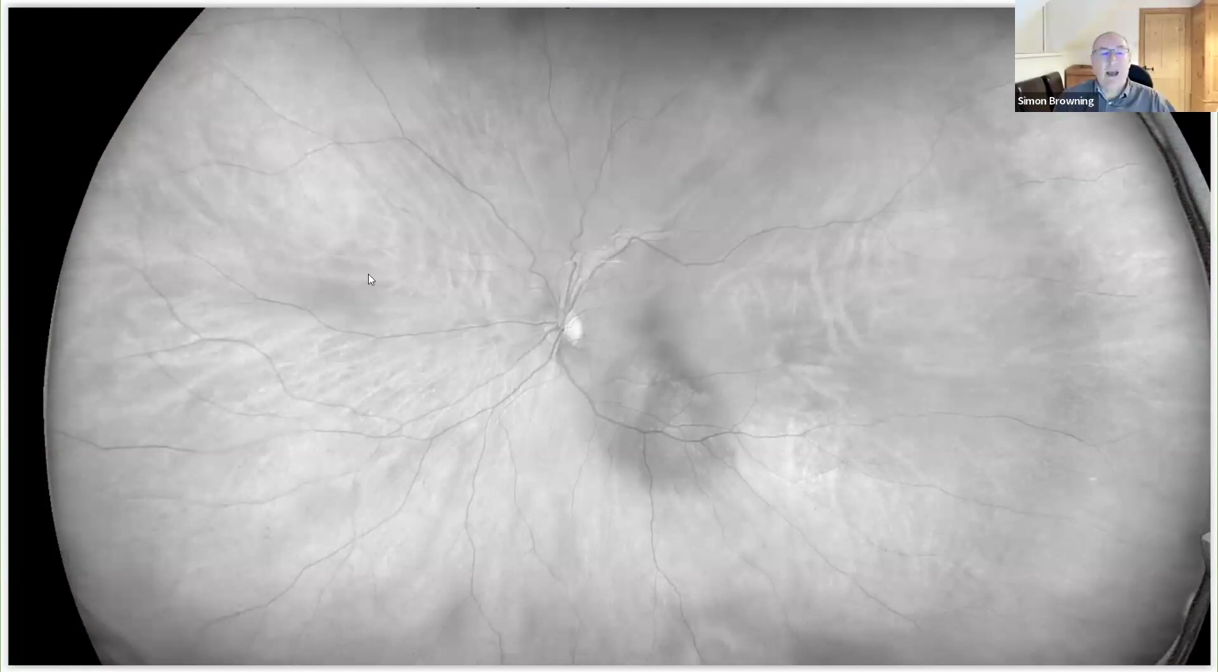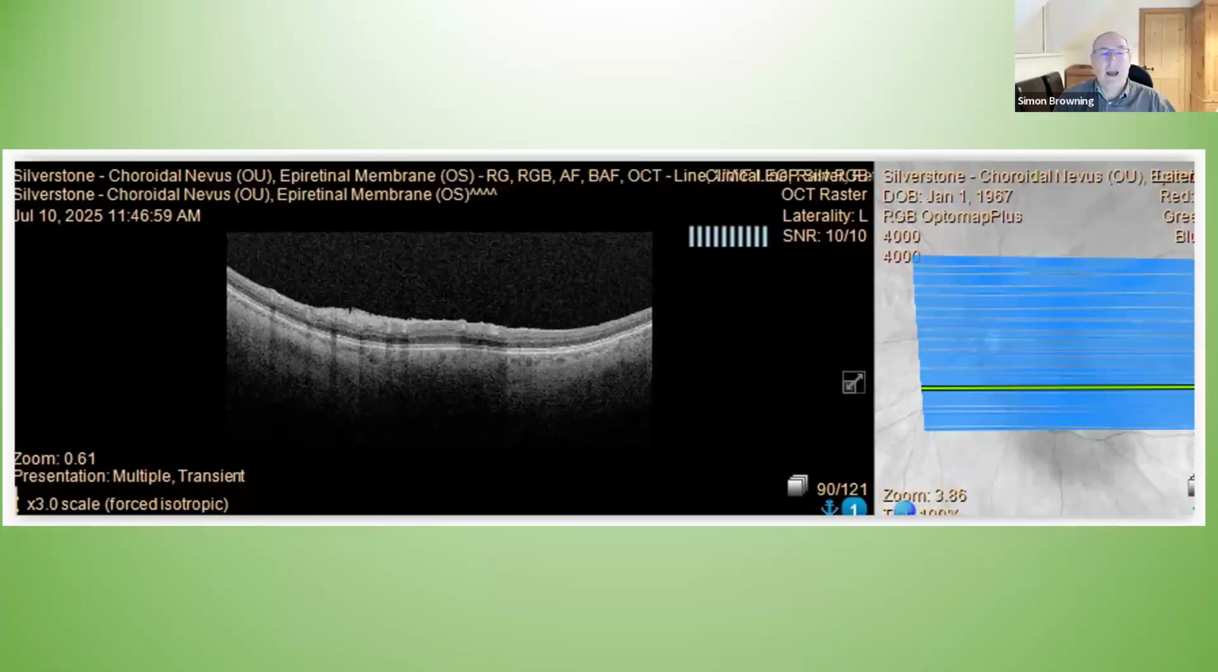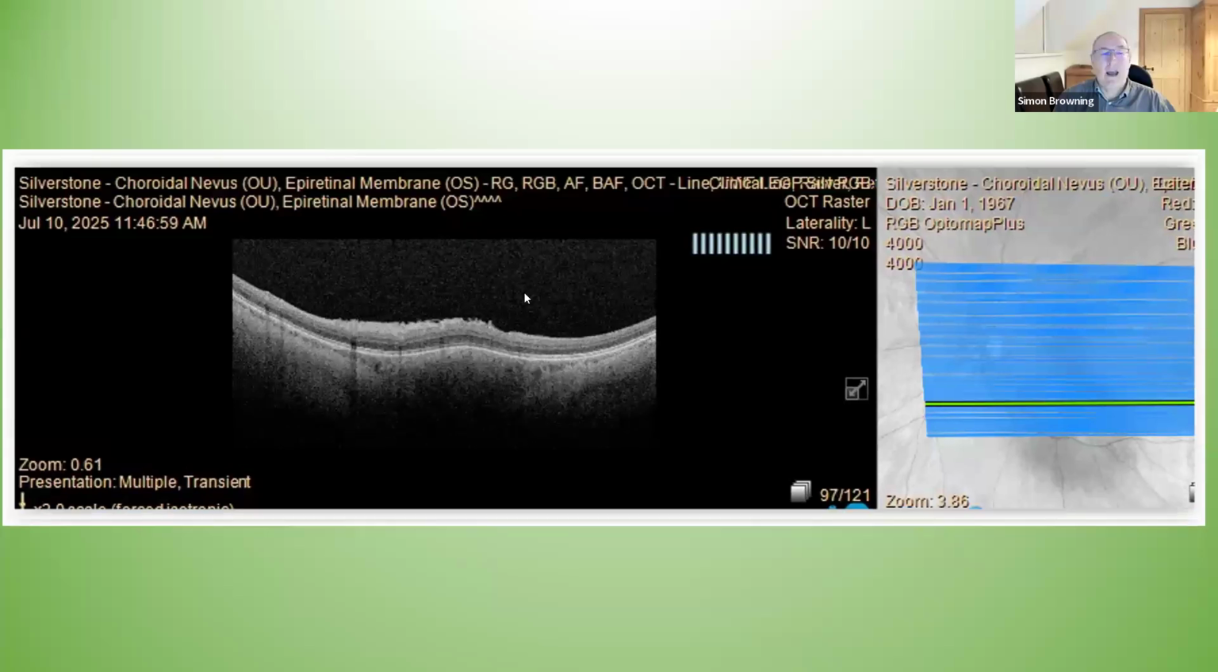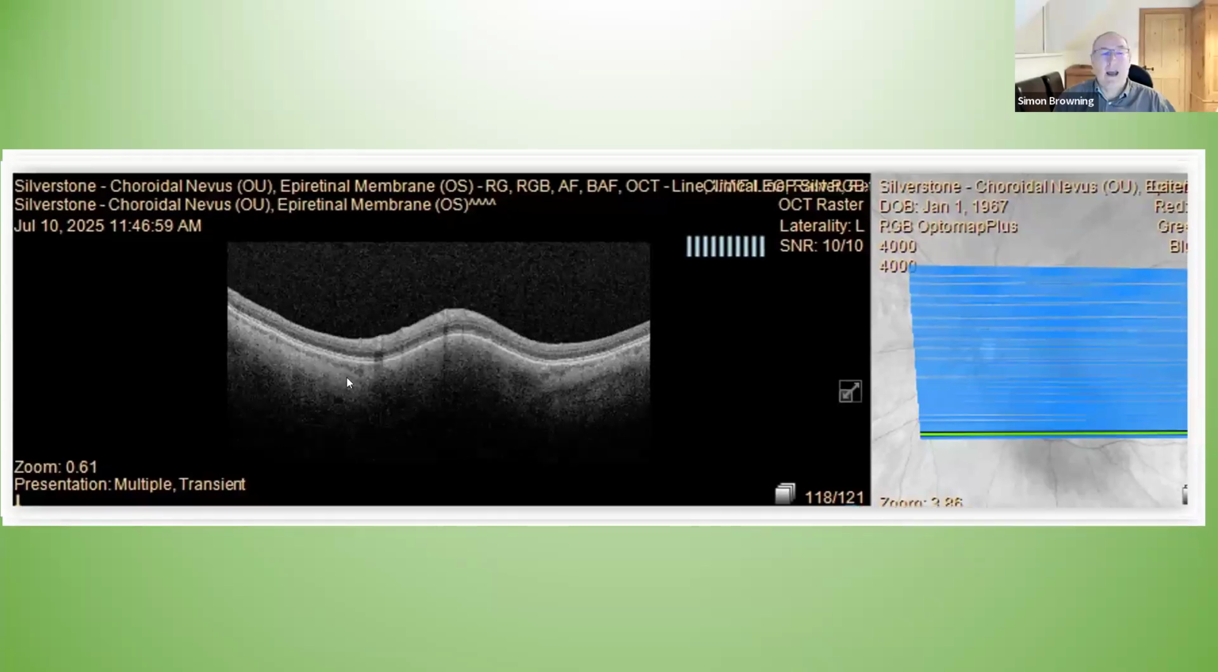And again, this is very nicely seen on OCT. And actually, we've got an epiretinal membrane within this one as well. So if I just scroll through, if we look at the raster line coming down here, we see the nevus here, no signs of any retinal disruption, no signs of fluid within the retina at all.